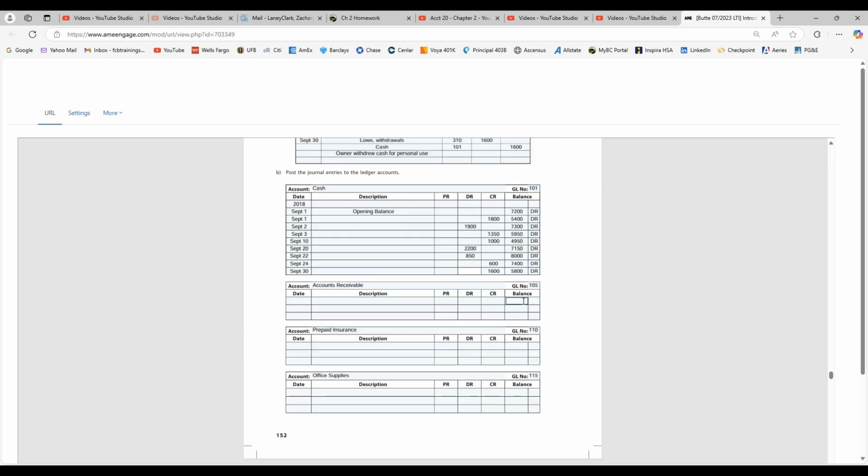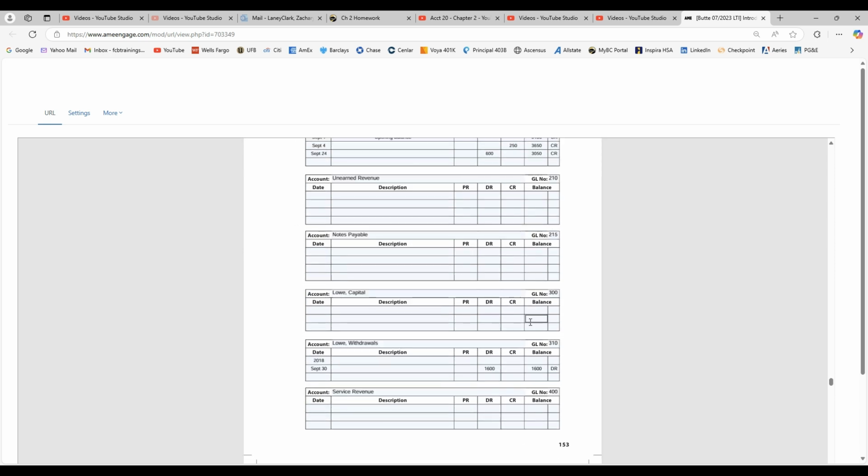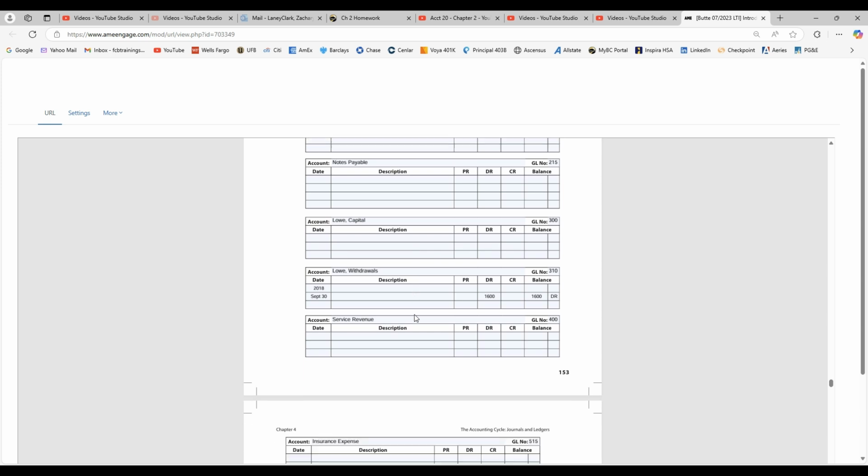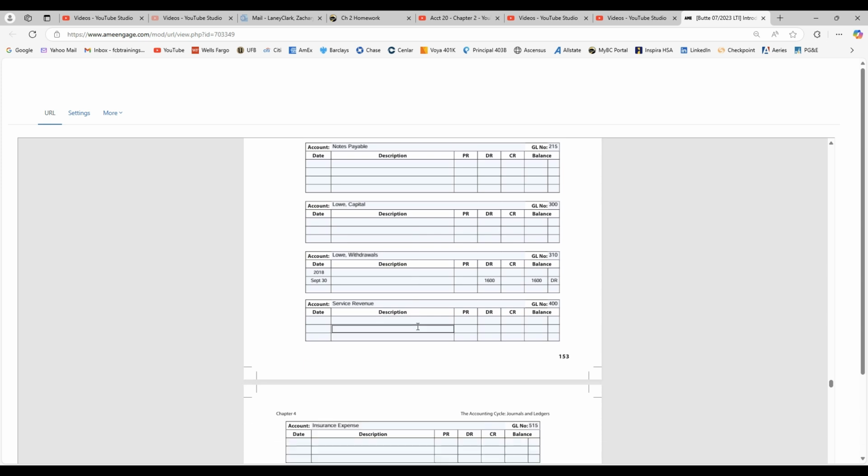Those are temporary accounts that close into equity or capital, which we'll look at in a future chapter. But just for now, I wanted to make that distinction because that might be a little confusing for you guys. So for now, just keep in mind there's no opening balances for the withdrawals or any of the other income statement accounts, all the revenue and expenses.